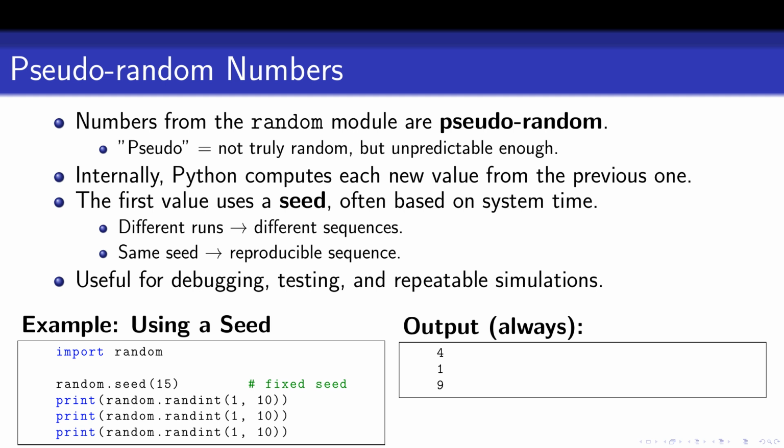However, you can explicitly set the seed with random.seed, and when you do, the sequence of numbers becomes reproducible. This feature is extremely useful for testing and debugging because it allows you to recreate the same results consistently. For example, games like Pac-Man depend on repeatable randomness for fair play and consistent behavior. Pseudorandom numbers strike a balance between unpredictability and reproducibility, which makes them both practical and powerful.